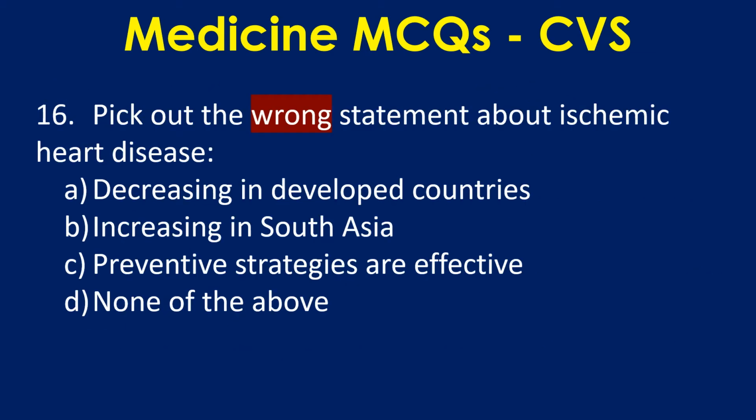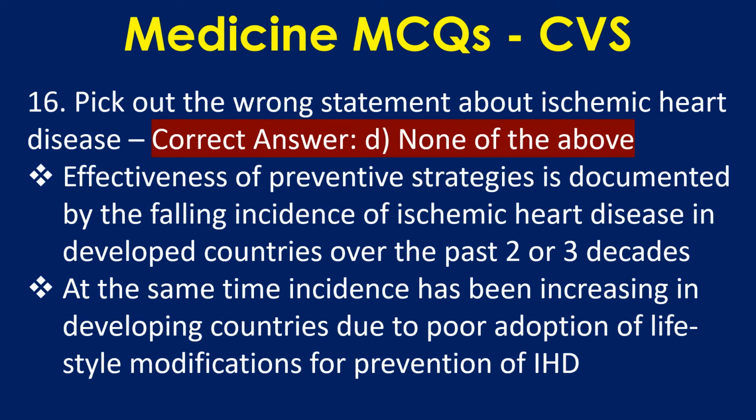Pick out the wrong statement about ischemic heart disease. A. Decreasing in developed countries. B. Increasing in South Asia. C. Preventive strategies are effective. D. None of the above. Correct answer D. None of the above.